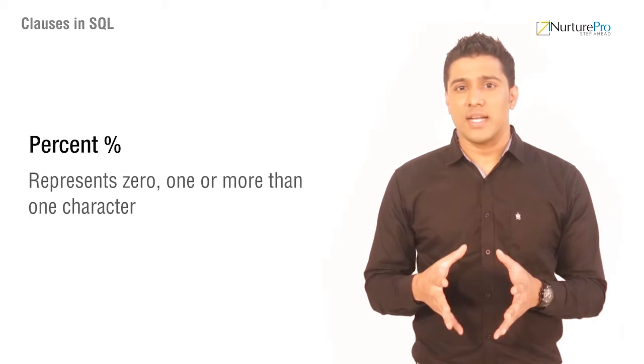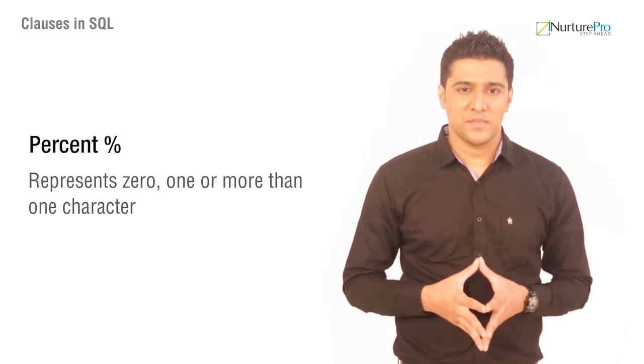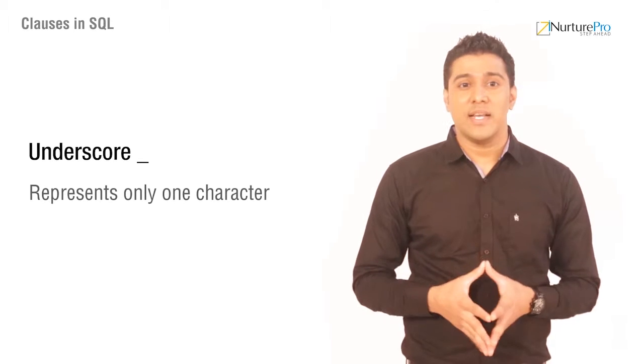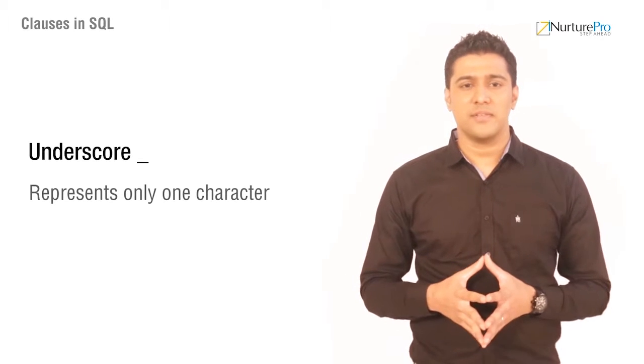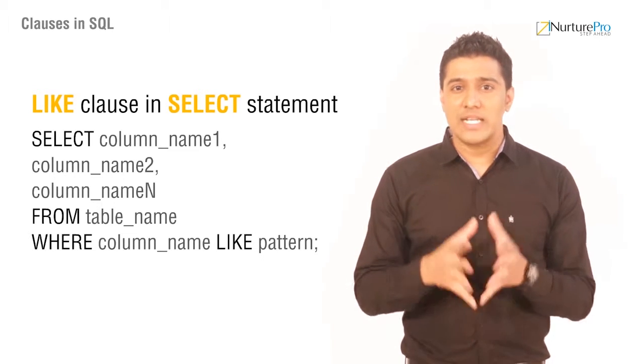The like clause in SQL operates the same way. It retrieves similar data from a table by specifying a pattern along with the where clause. Like clause uses 2 wildcard operators, % and _. % sign represents 0, 1 or more than 1 character. Underscore sign represents only 1 character. Now let us see the syntax for using like clause in select statement.